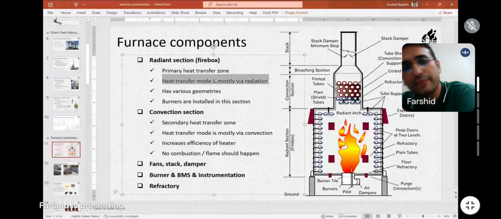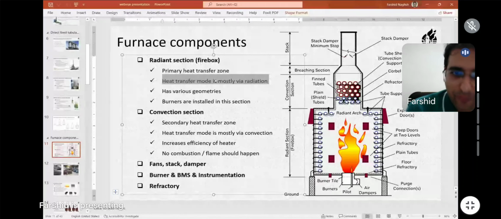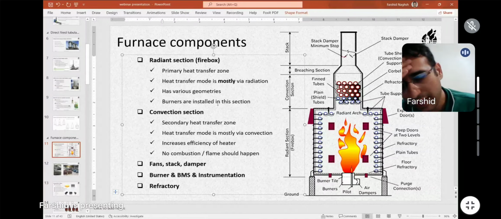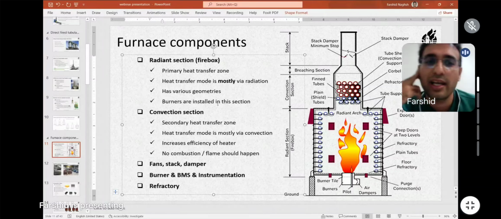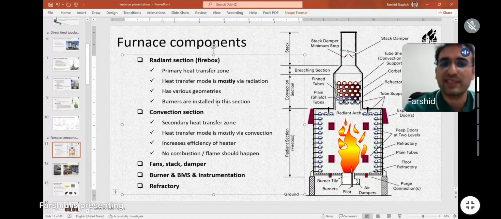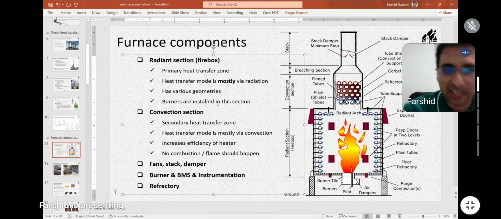Now I want to go over this sentence: heat transfer mode is mostly via radiation. You may ask why I have used the word mostly. Why is it called mostly via radiation? To understand this, you need to have an understanding of the heat transfer modes inside a furnace. Listen carefully. We have three heat transfer modes inside a furnace. In every part of a furnace, there are three possible heat transfer modes available.